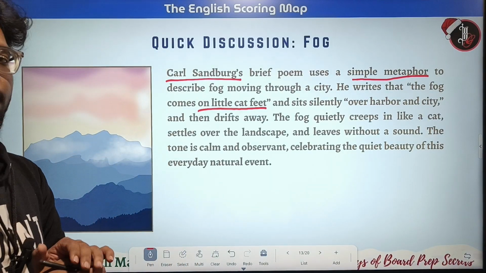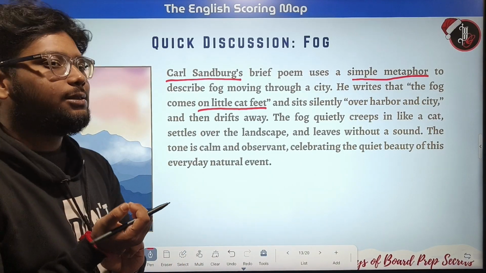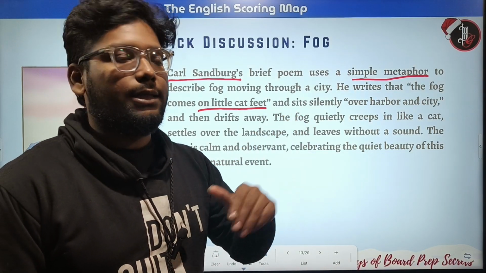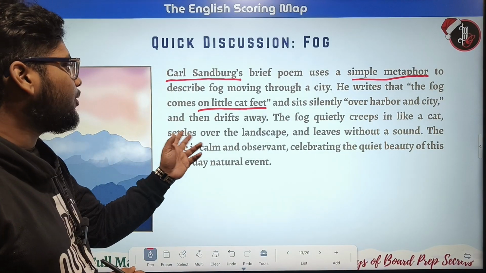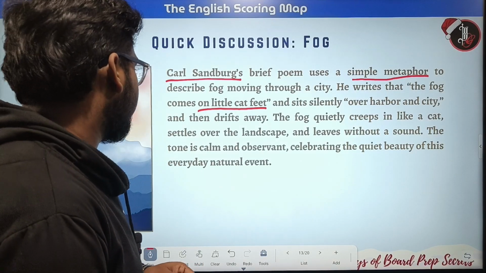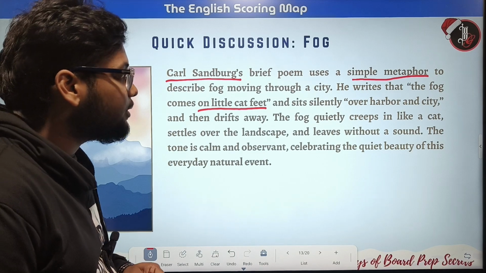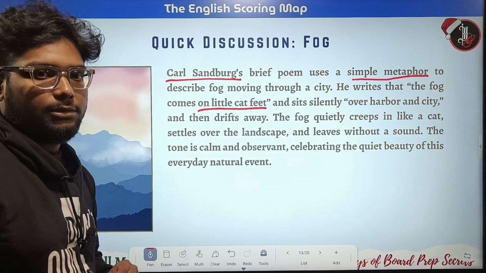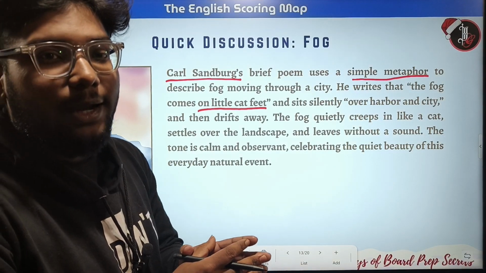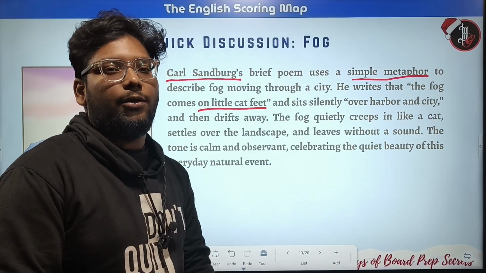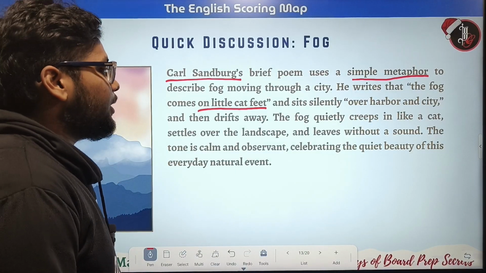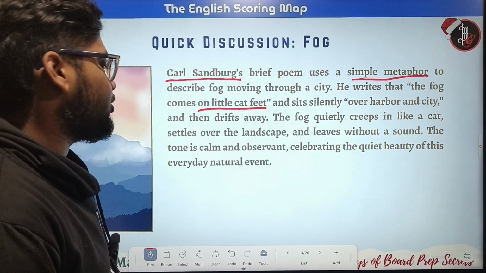So the poet is saying that the fog comes very quietly over harbor and city, and then drifts away. The fog quietly creeps in like a cat, settles over the landscape and leaves without a sound. So the fog comes like a cat. It settles over the whole city and leaves without a noise. The tone is calm and observant, celebrating the quiet beauty of this everyday natural event.